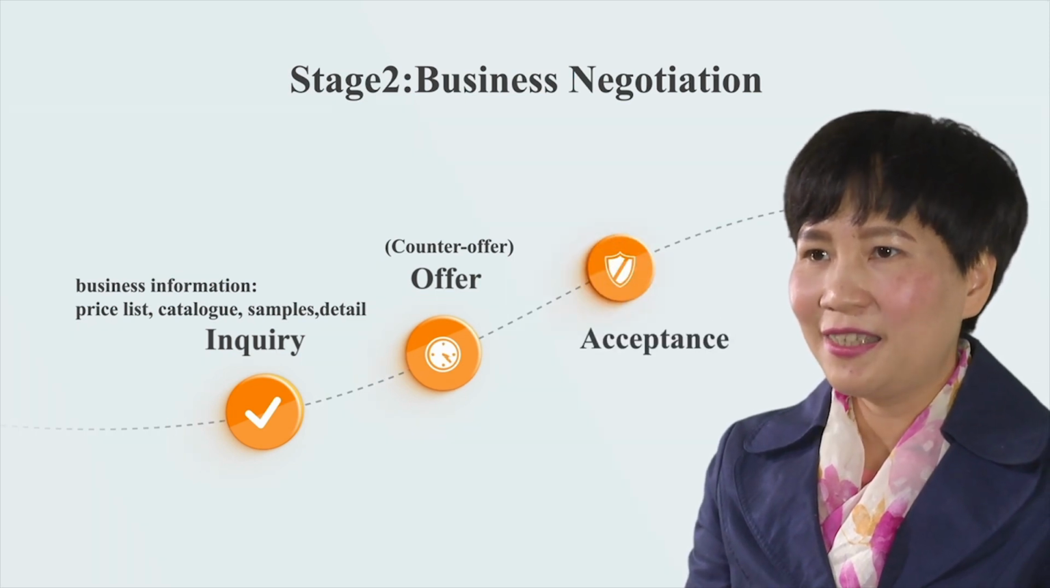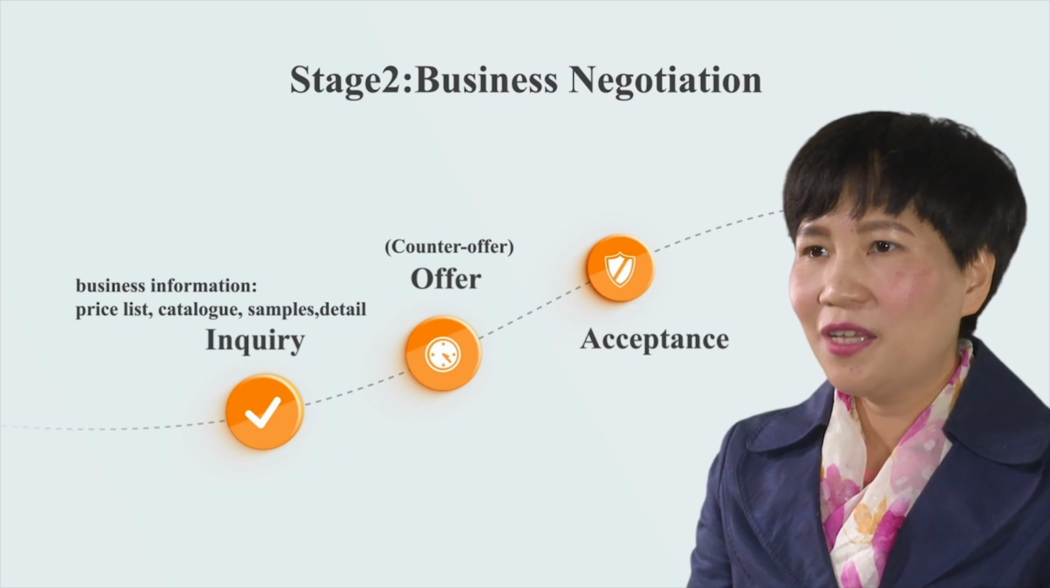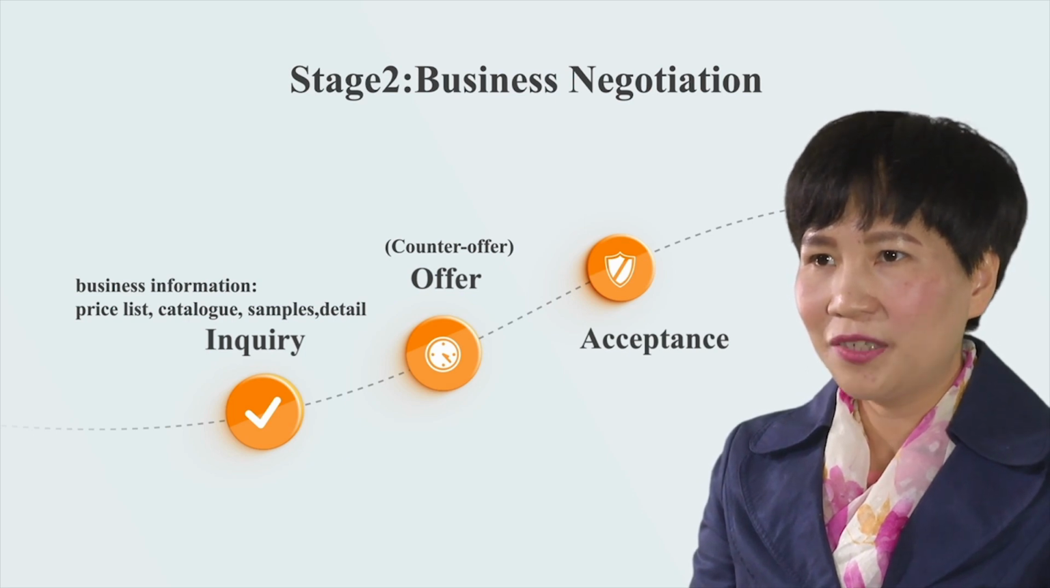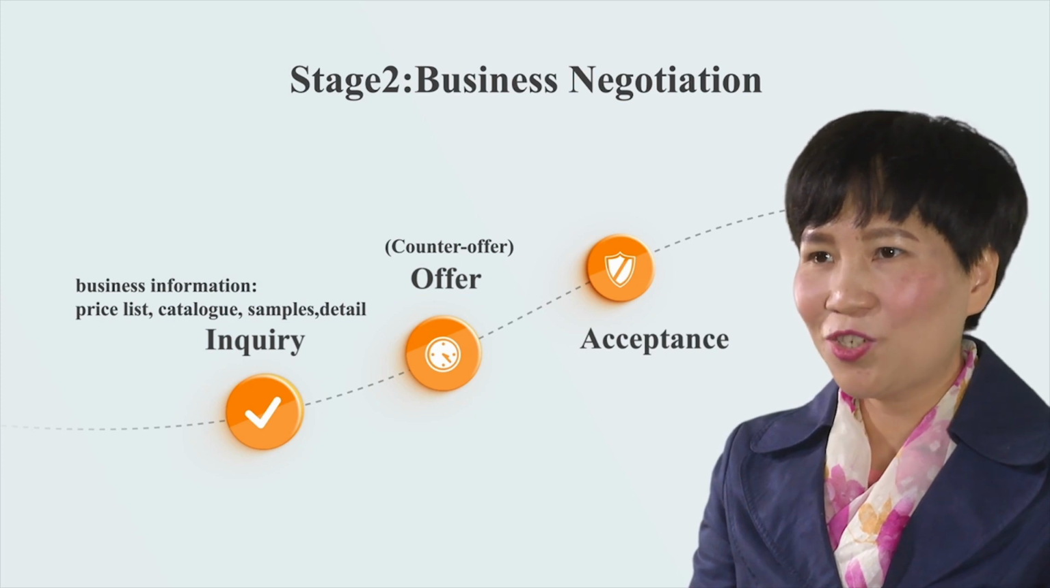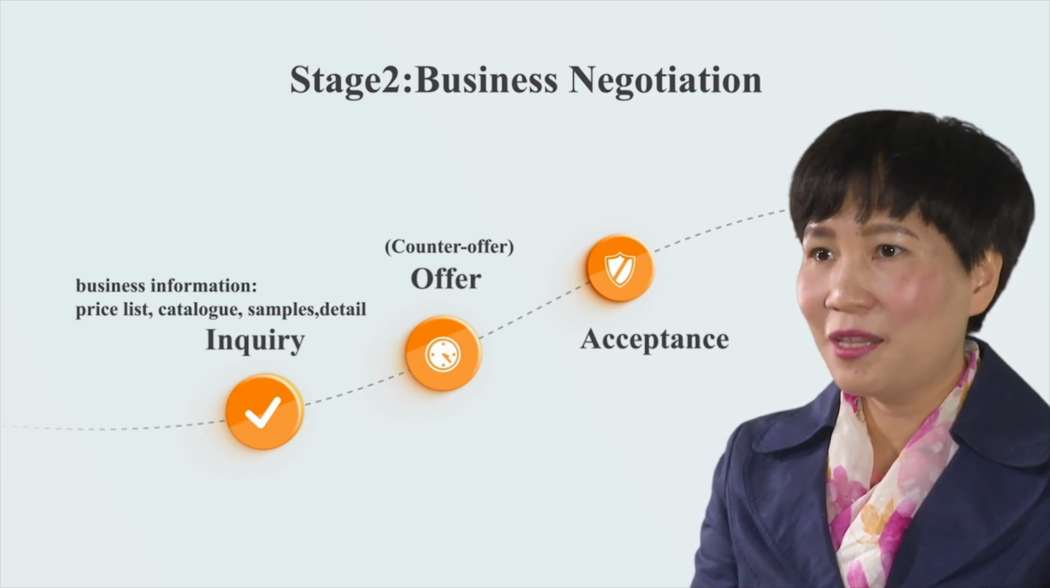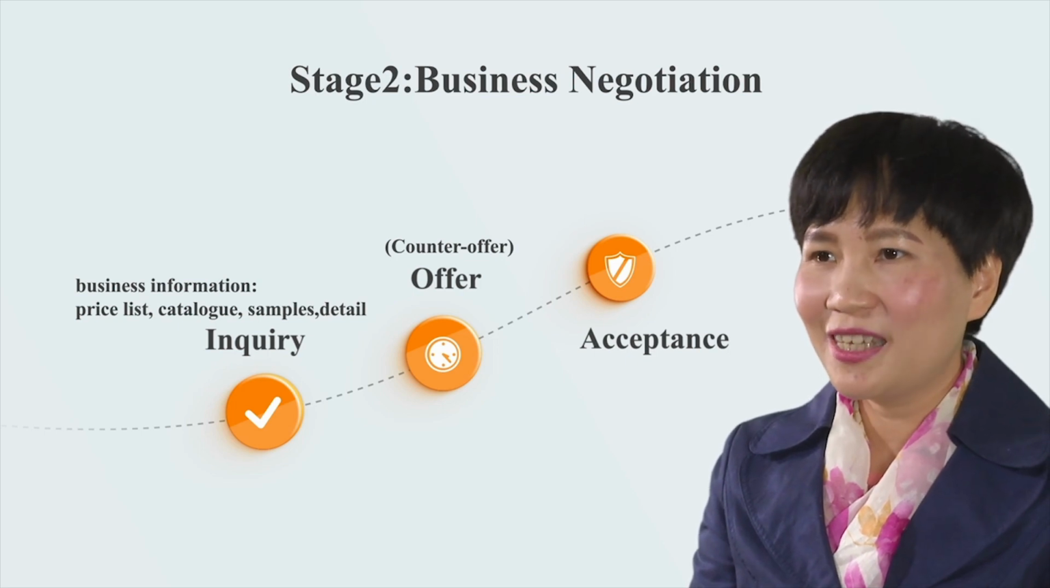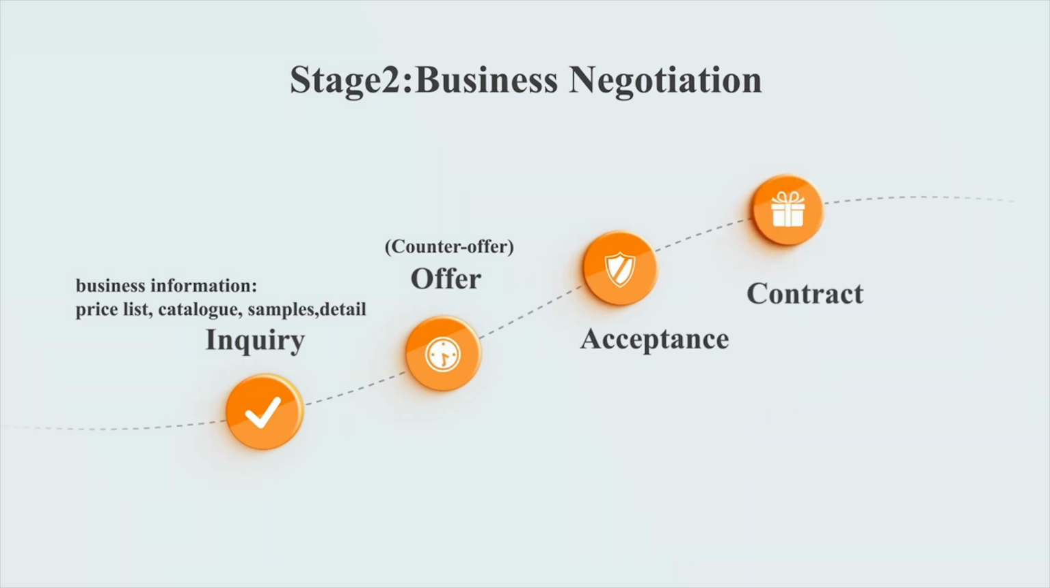Third, acceptance. If an offer or counteroffer is accepted, an agreement is reached between the seller and the buyer and becomes effective when a contract is concluded. Fourth, establishment of a contract.